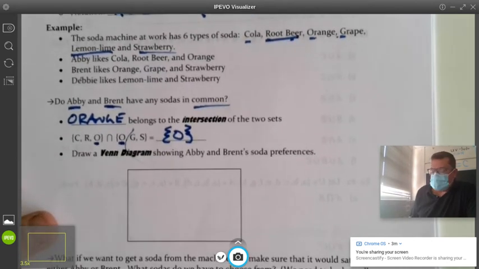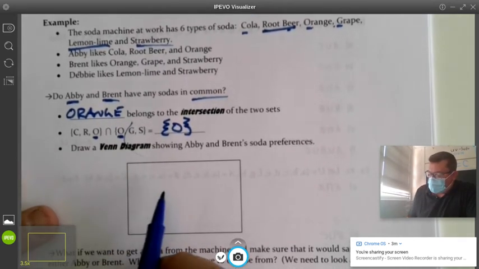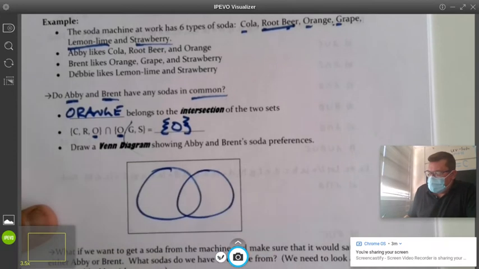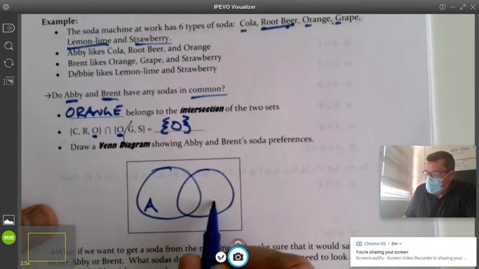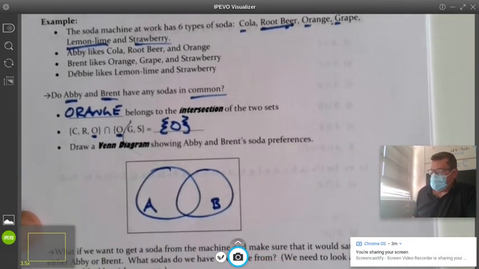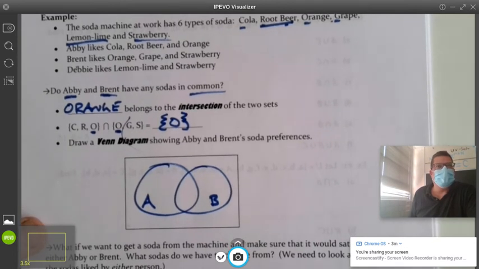Let's draw a Venn diagram showing Abby and Brent's tooth decay bad habit. Does anybody not drink soda at all? Good for you. I try not to, but occasionally I have to have it.